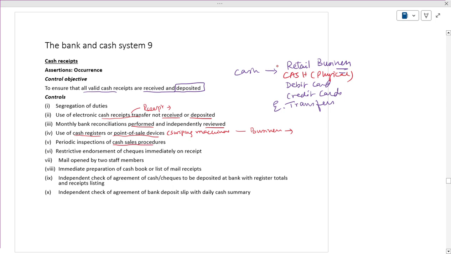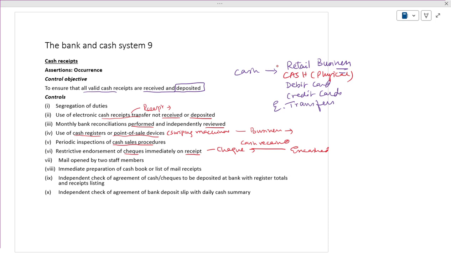Internally, we are talking about the controls. A person within the business should do a periodic inspection of how they are handling the cash. Restrictive endorsements of checks immediately on receipt. Once you receive the check, you should not say that cash is received. Once the check is encashed, then only it is received, because the check may get bounced.